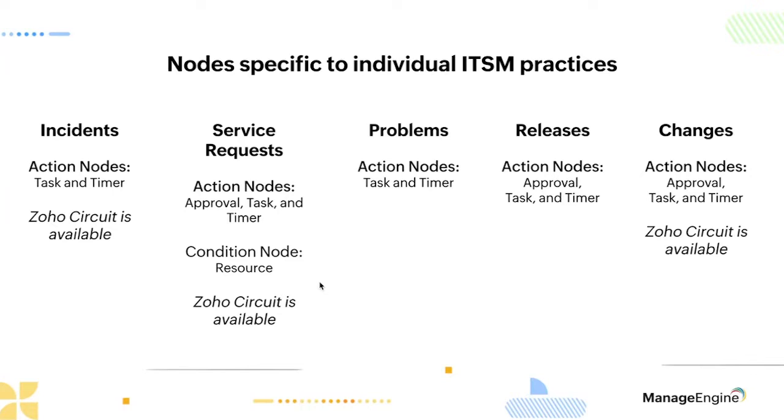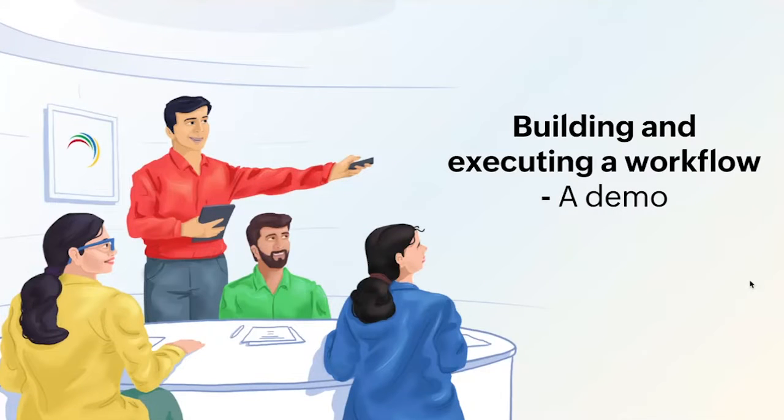Likewise, we have Zoho Circuit, which is currently available for incidents. We have Zoho Circuit for service requests and for changes. Once again, the Zoho Circuit piece will be available in the enterprise edition as of now. Right. So moving forward, I'm going to show you a quick preview of how a workflow can sit between all of these ITSM practices and how best you can create and get started with your first brand new workflow, right? So without further ado, let me navigate back to the application.